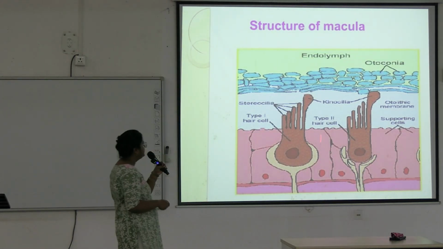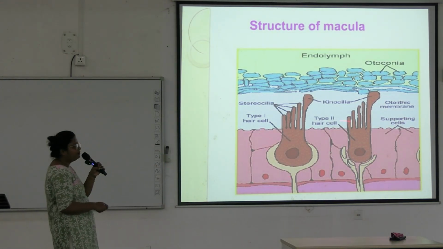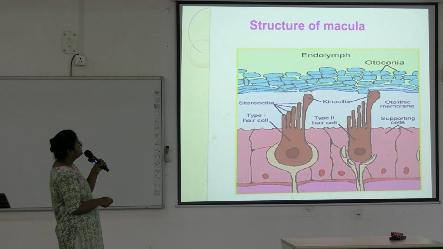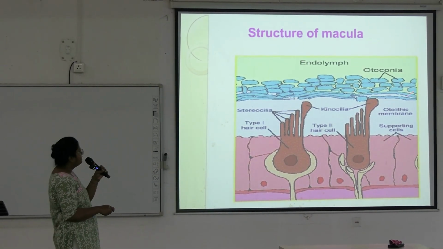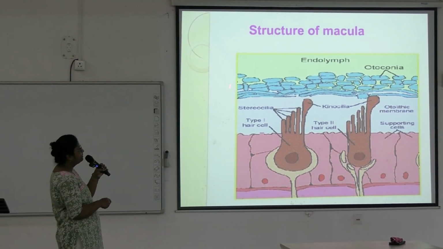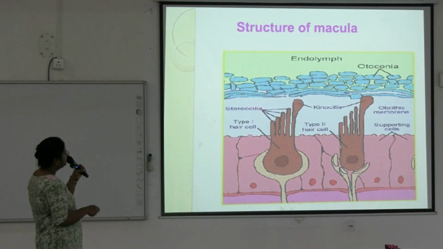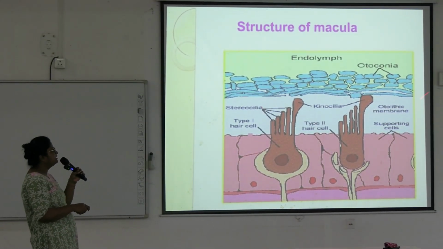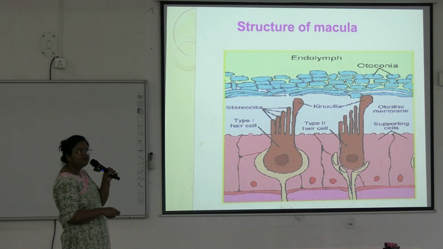See, this is a schematic diagram. Type 1 is always flask shaped, type 2 is cylindrical. These are the stereocilia and the largest cilium is known as the kinocilium. And here are the otoconia, calcium carbonate granules lying over the gelatinous matrix. And see the stereocilia are embedded within the gelatinous matrix. Structure of the macula.